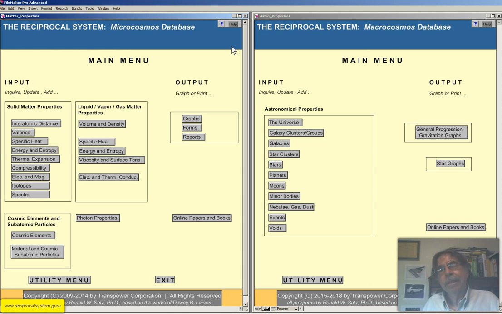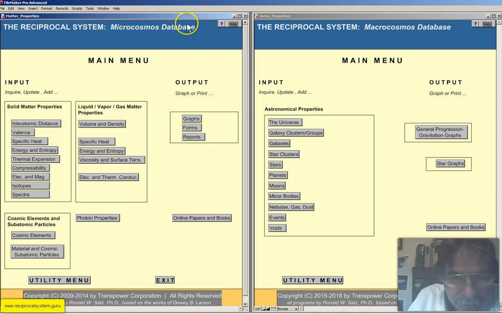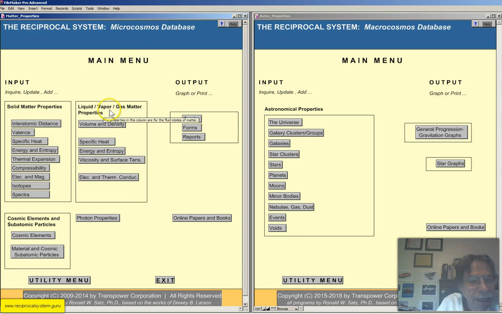711 pages in the PDF file, 711 slides in the PowerPoint file. Thousands and thousands of equations, diagrams, tables, figures, everything. It'll take you months to go through it. And then once you've done that, you can come to these two database modules. Microcosmos database. I discussed viscosity and surface tension today under liquid vapor gas matter properties. The Microcosmos database covers solid matter properties, including atomic distance, valence, specific heat, energy and entropy, thermal expansion, compressibility, electrical and magnetic properties, isotopes, and atomic spectra.